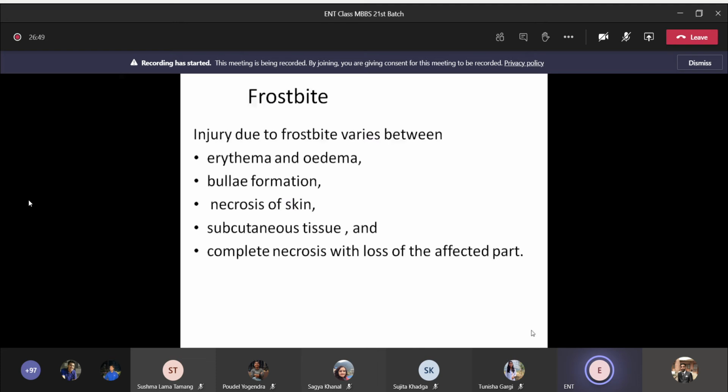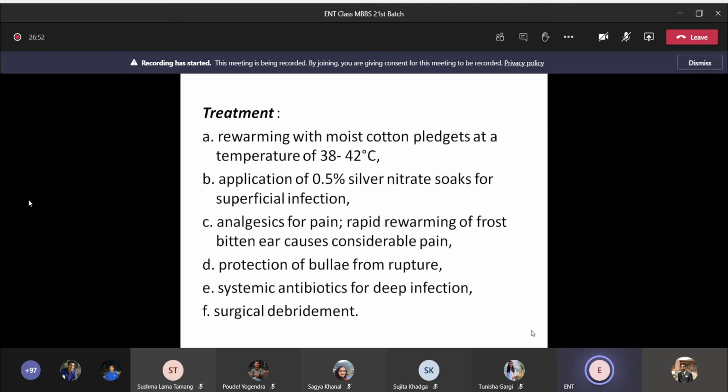So the treatment: because of cold, the blood vessels have constricted and the pinna has been deprived of its nutrients and blood supply. So the treatment includes rewarming with moist cotton pledgets at a temperature of 38 to 42 degrees centigrade, application of silver nitrate 0.5% soaks for superficial infection, and analgesics for pain, as rapid rewarming of frostbitten ear causes considerable pain. If there is a bulla, we have to protect it from rupturing, and we need to give systemic antibiotics for deep infection. And if it is already necrosed, then we need to do surgical debridement.